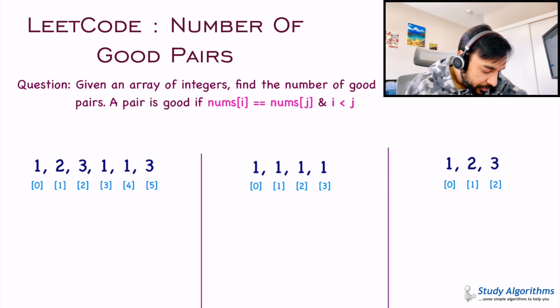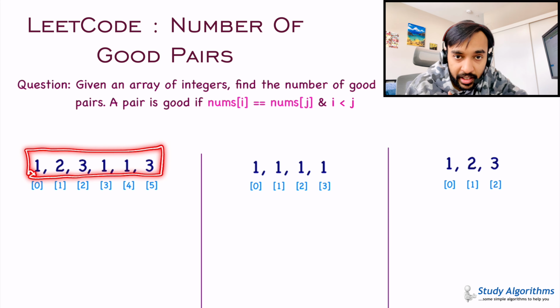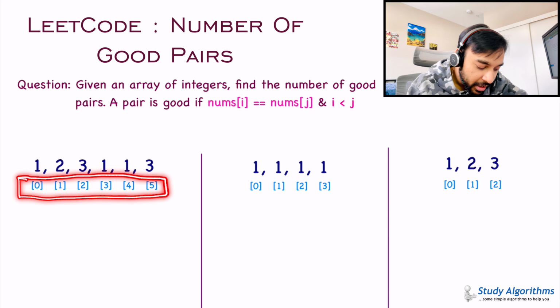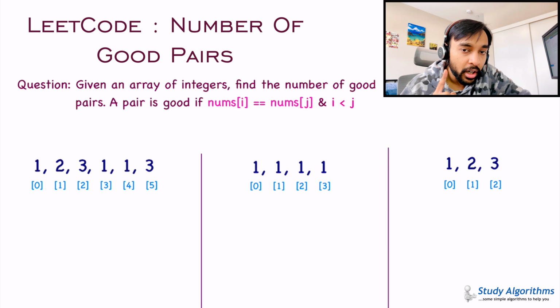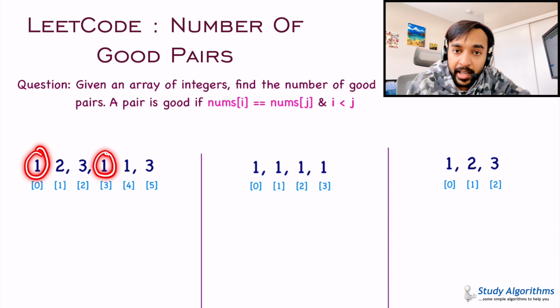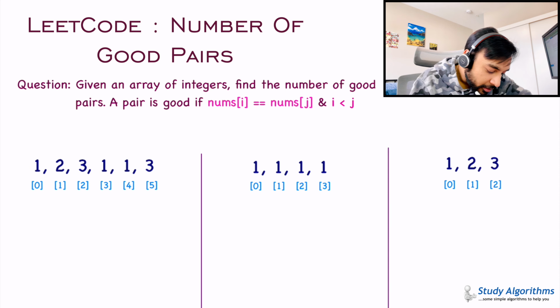What does that mean? Let us look at this sample array. It has some integers, right? And now let us look at the indices of each element. The first condition for a good pair is that the integer should be the same. You can see that 1 and 1 are the same, right? And these are the two indices 0 and 3. So we can say that one of the good pairs would be 0, 3.